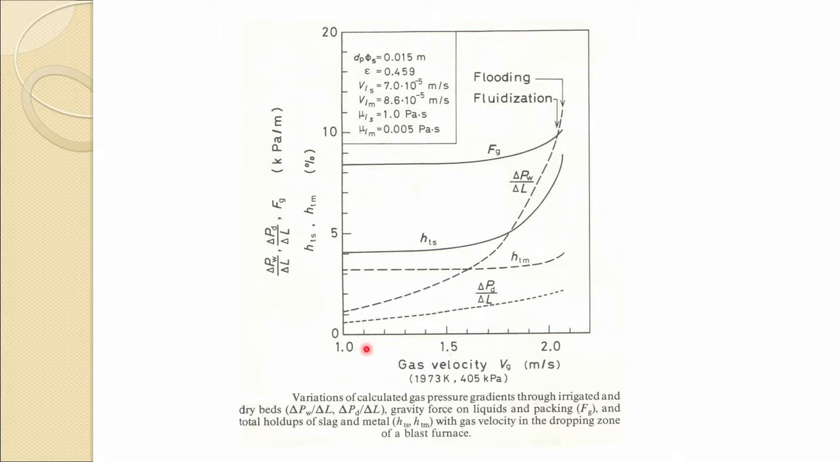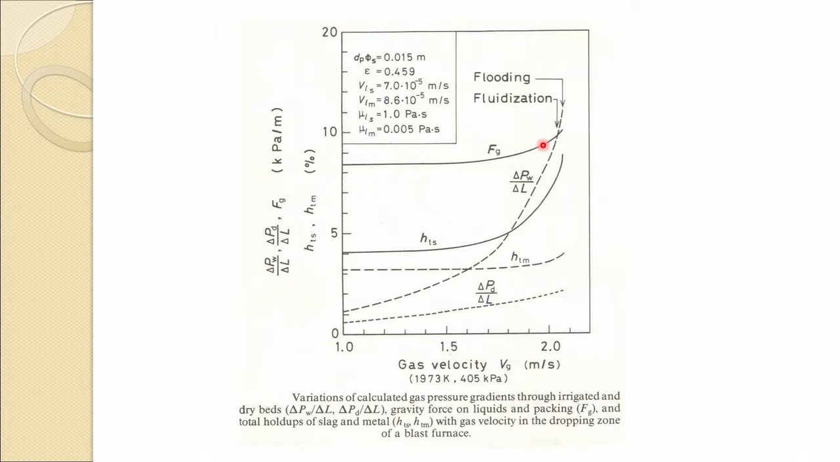So, as one can see, when velocity is increased, the pressure drop increases both in dry and wet condition. And as we know, in the wet condition pressure drop is always higher, and this is showing that trend. Similarly, the total hold up in case of slag increases quite rapidly compared to the total hold up for the liquid metal, which increases only after the gas velocity goes beyond 2 meter per second.